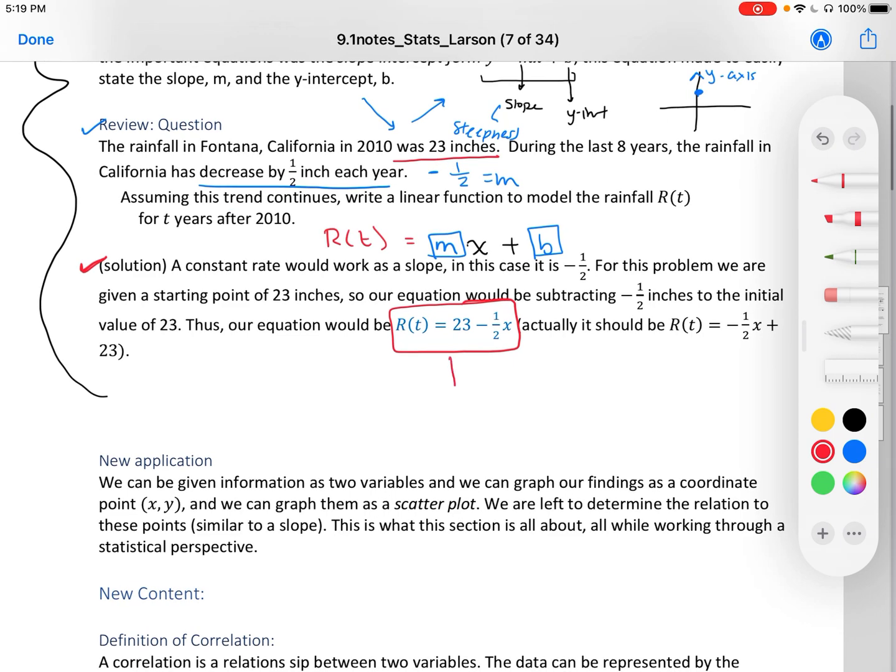But this is how we write it in statistics. We just change the order. Why? I'm not sure why, but I know this is how we like to write it in statistics. Our y-intercept followed by our slope.